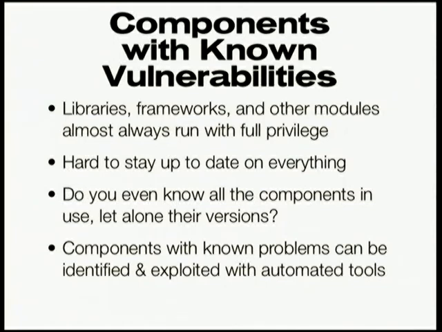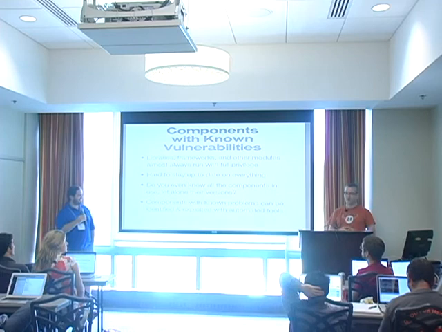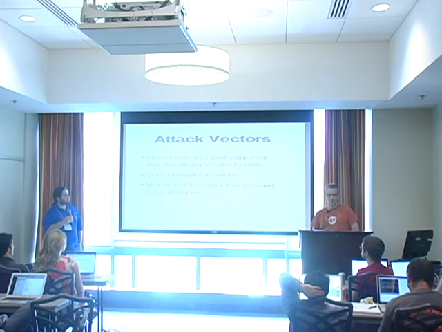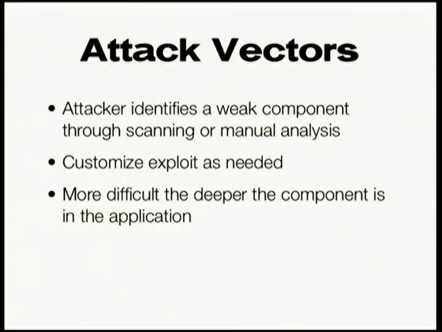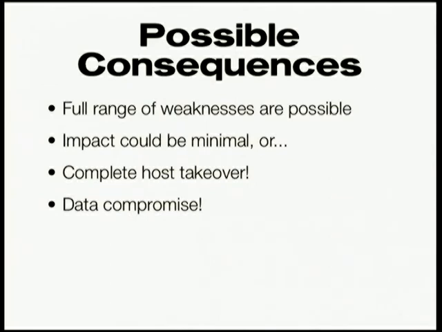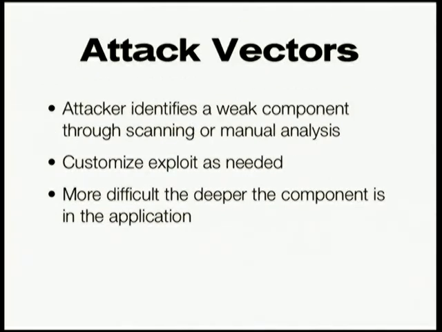Yeah, well, maybe. So components with known problems can be identified and exploited by automated tools, and that is bad news. An attacker can identify a weak component through scanning or even manual analysis, and customize an exploit. The deeper the component is, the more difficult that kind of attack is. But if it's up at the front layer and you find out that's a vulnerable thing, you can get in there and do some bad stuff. I mean, Apache is a component. Right? It's not just our app code; it's everything in that stack. So that could be your load balancer all the way down. Yep.